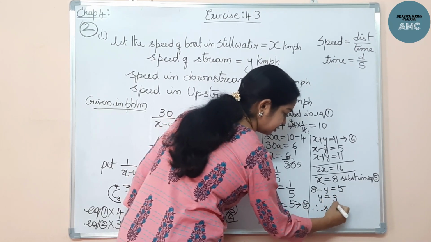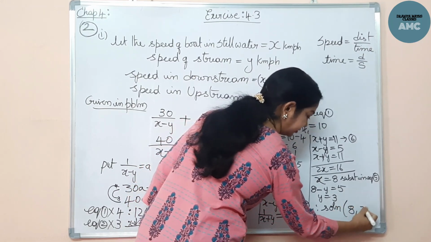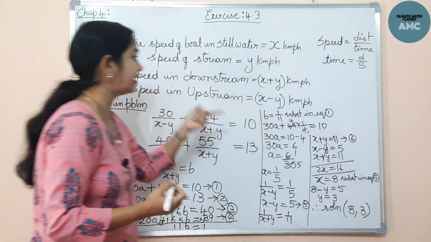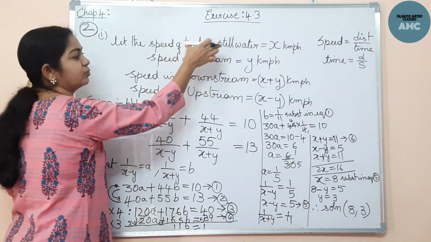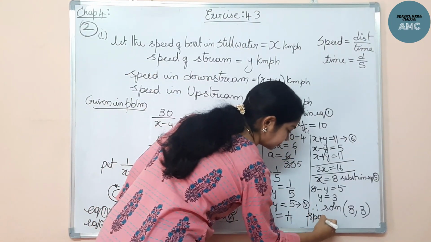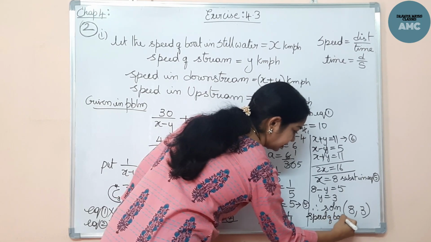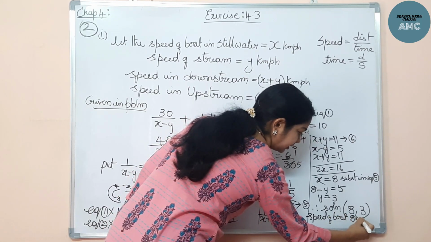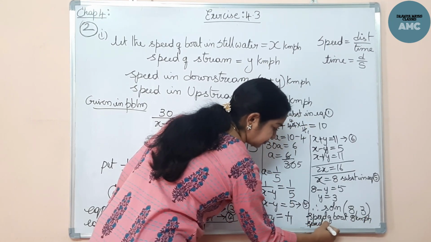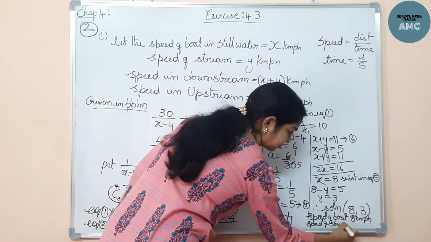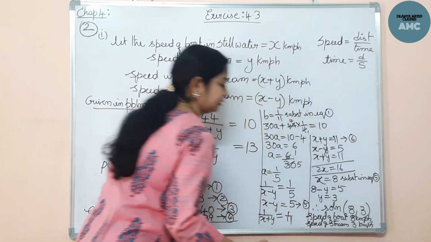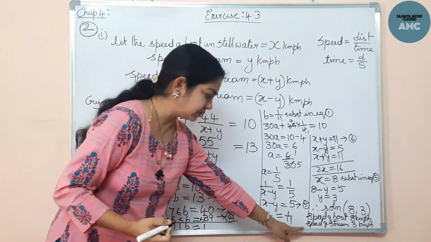Therefore the solution is 8 and 3. Here again we should write what we have supposed: x is the speed of the boat in still water. That means the speed of the boat is 8 kilometers per hour and the speed of the stream is 3 kilometers per hour. Please note this bottom one down.